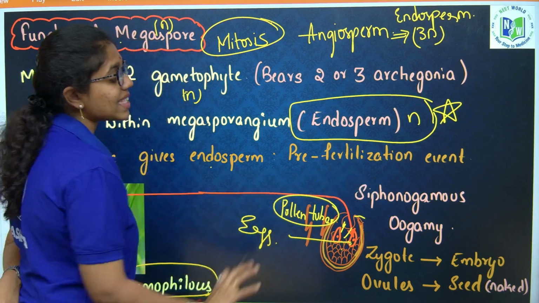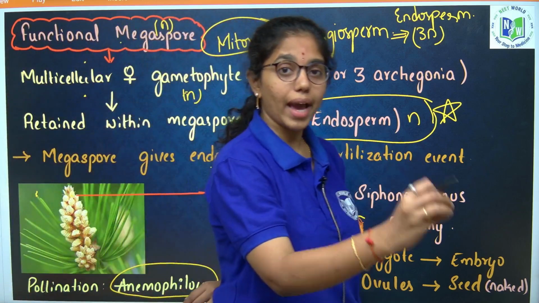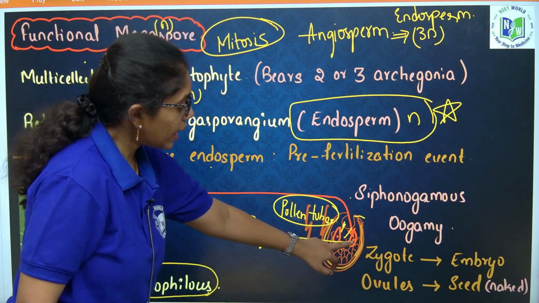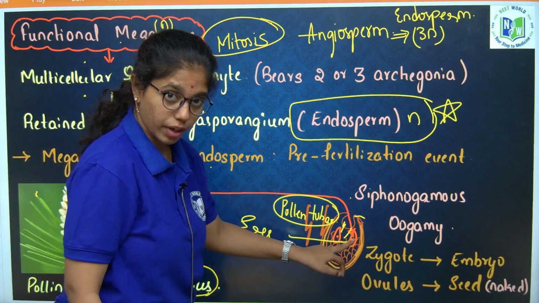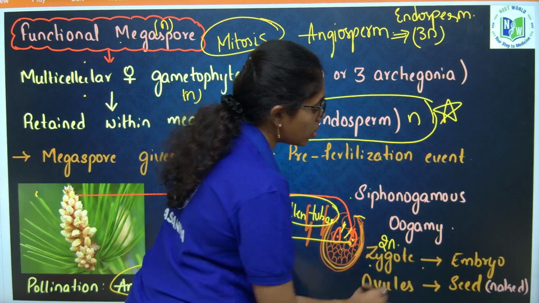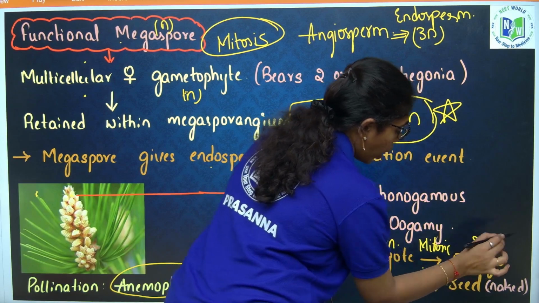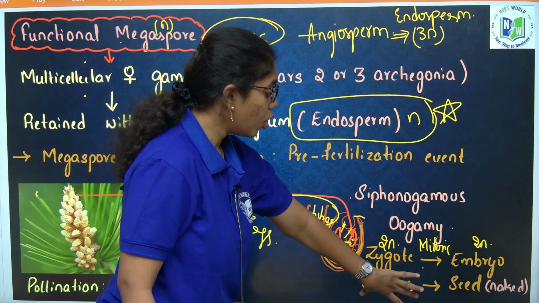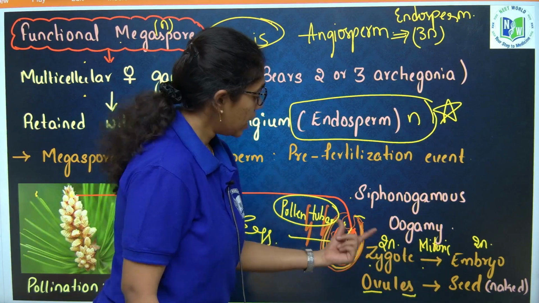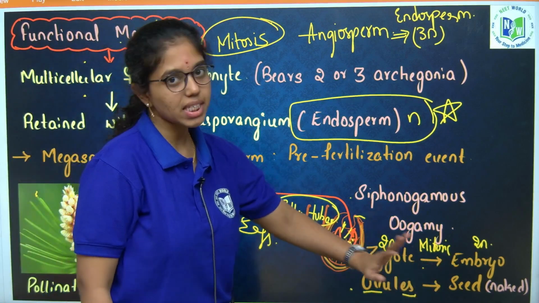This is called siphonogamous oogamy, which means that the pollen grain is reaching the egg through the pollen tube. Here the egg gets fertilized and it results in the formation of a diploid zygote. It undergoes mitosis, forming a diploid embryo, and this is how the complete ovule will turn to seed, that is naked seed. Here the ovule is not covered by ovary wall; the ovule turns to a naked seed.